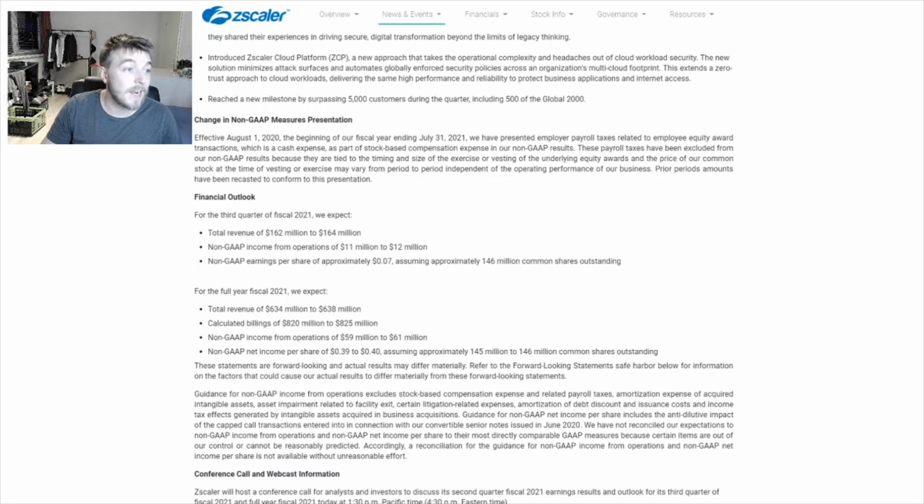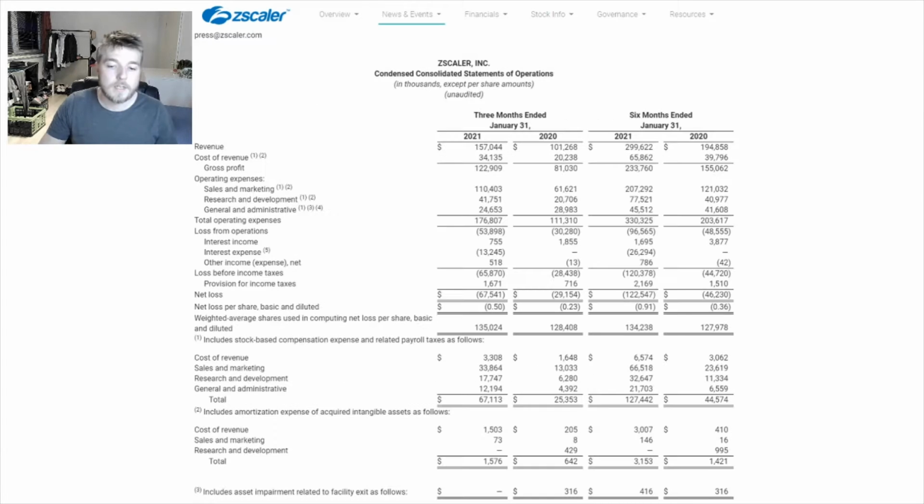So looking at the financial outlook for the third quarter of fiscal 2021, they expect total revenue of 162 to 164 million. And for the full fiscal 2021, they expect total revenue of 634 million to 638 million. Now, actually having a look at their revenue when you compare January 31st, 2020 to January 31st, 2021, they had an increase of revenue by almost about 105 million, which is pretty good.